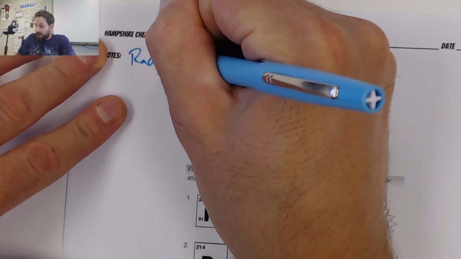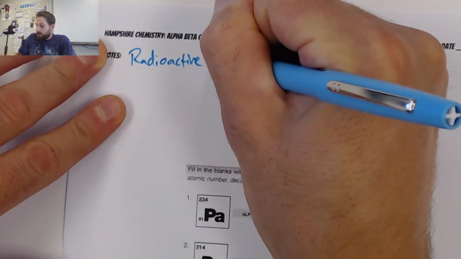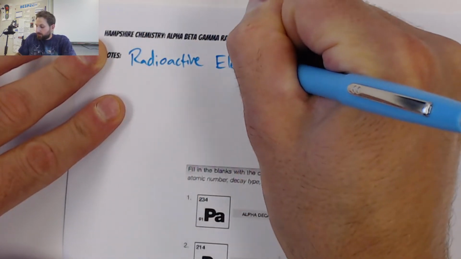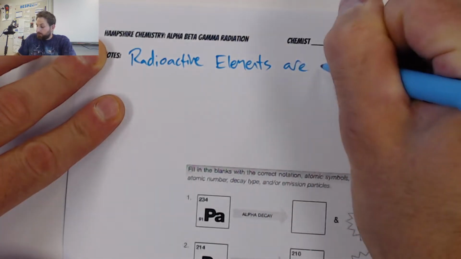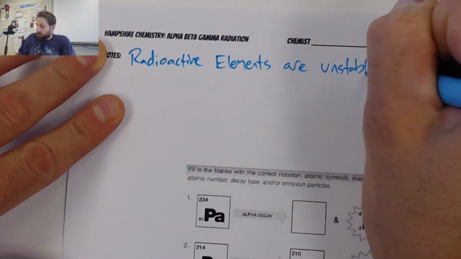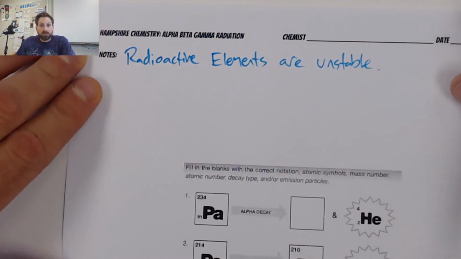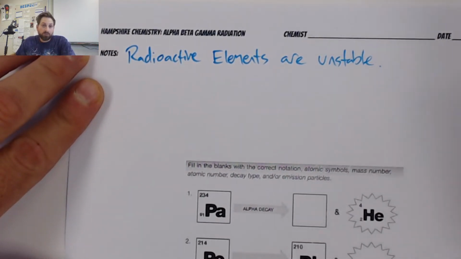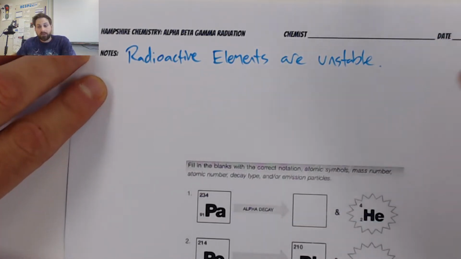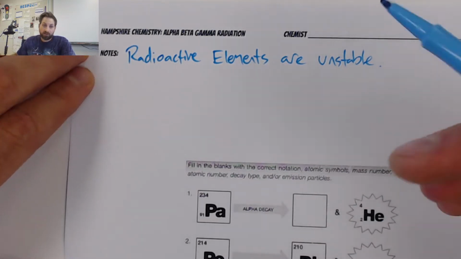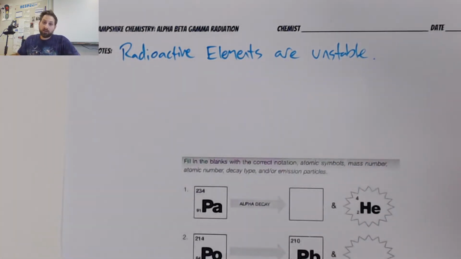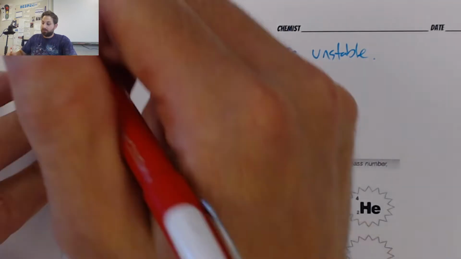So radioactive elements are unstable. If you remember the PhET simulation we did the other day, you can make pretty much any atom unstable by adding a bunch of neutrons to it. Those neutrons that you add make your nuclei unstable. They kind of break apart, and that breaking apart, that's radiation. That's radioactive particles. That's energy. Energy is released when that happens.